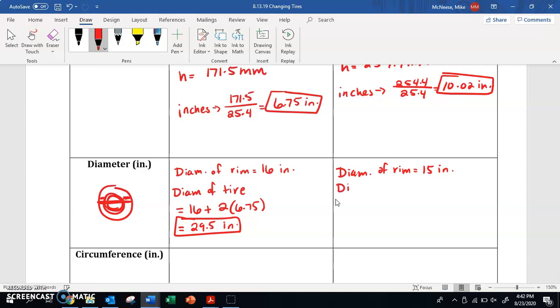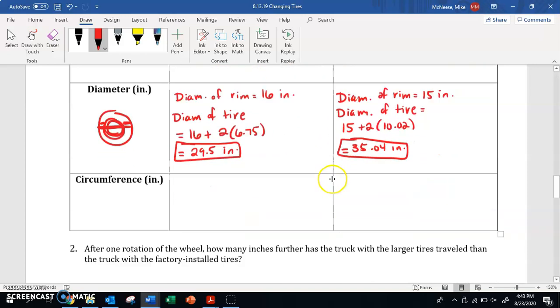And then the diameter of the tire is equal to 15 plus 2 times 10.02, which would give us 35.04 inches.